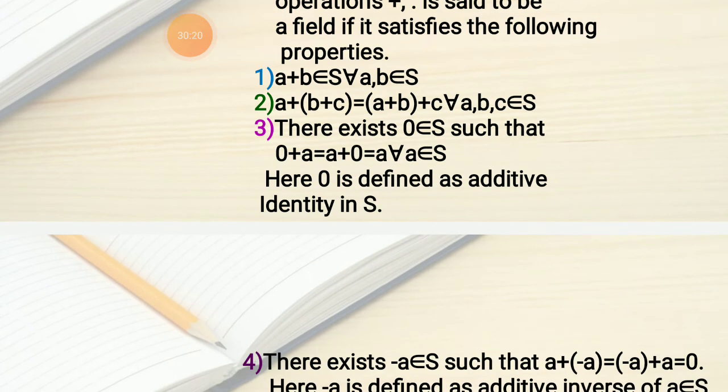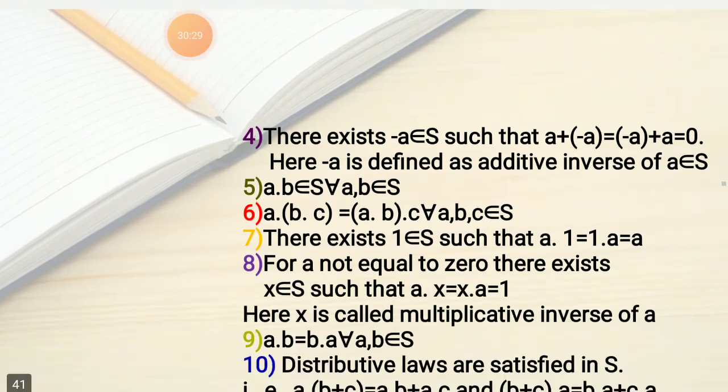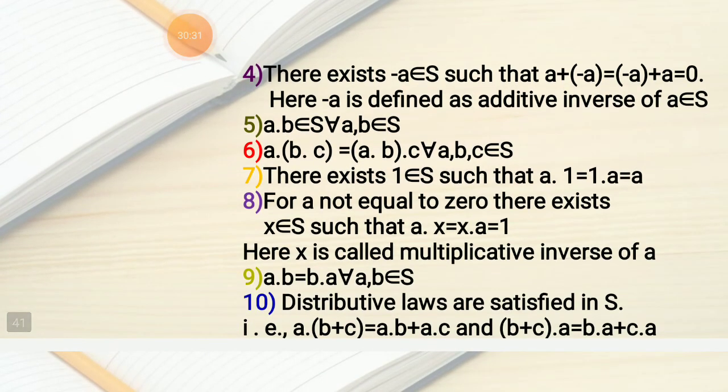There exists 0 belongs to S such that a plus 0 equals 0 plus a equals a for all a belongs to S. This is called the identity law with respect to addition. Here 0 is defined as the additive identity. There exists minus a belongs to S such that a plus (minus a) equals (minus a) plus a equals 0. Here minus a is defined as the additive inverse of a. It is called the inverse law with respect to addition.